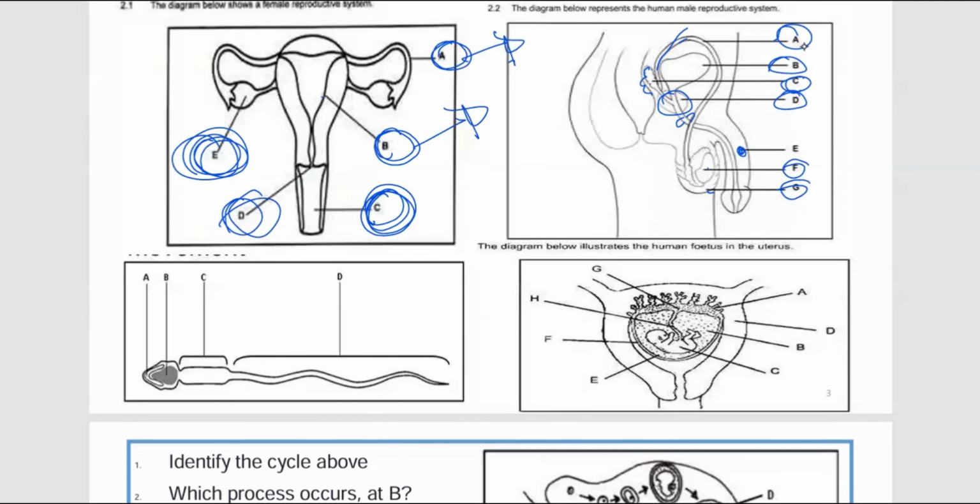So you must know the functions. This one transports sperms from epididymis to urethra. You see, it brings it up to urethra.